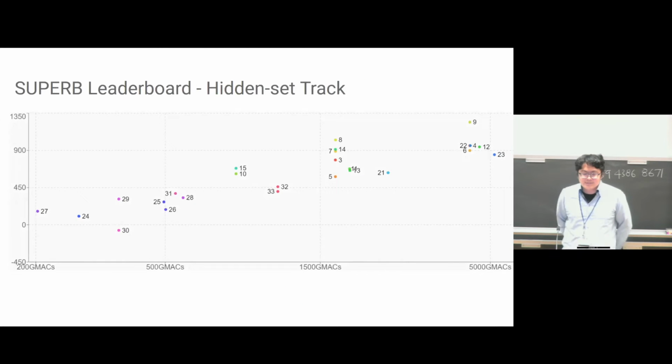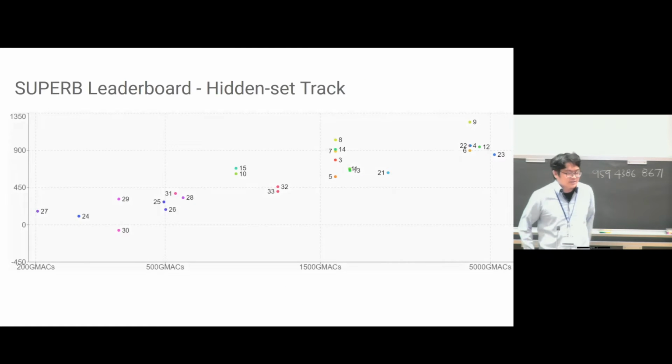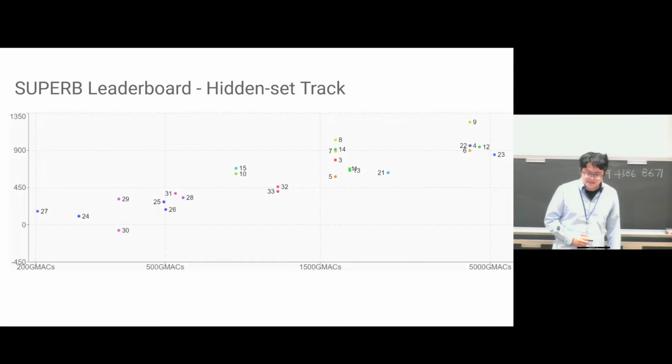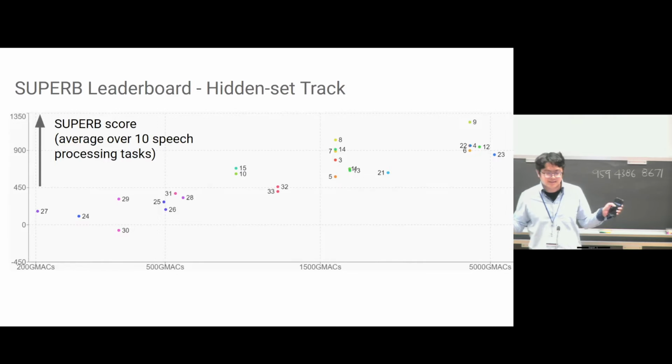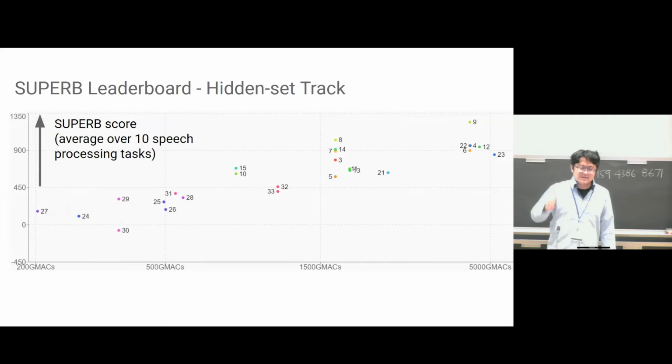So this is the leaderboard of the SUPERB Challenge. Here I show the leaderboard of the hidden dataset. You can find that it's a 2D leaderboard. The vertical axis is the SUPERB score. The SUPERB score is the average over 10 different speech processing tests. I'm not going to go through the details of how to integrate the results of the 10 different speech processing tests. Anyway, the larger the SUPERB score, the better the self-supervised model.